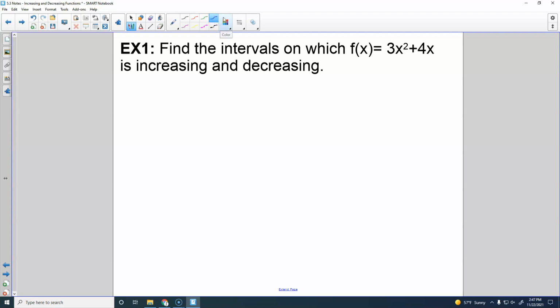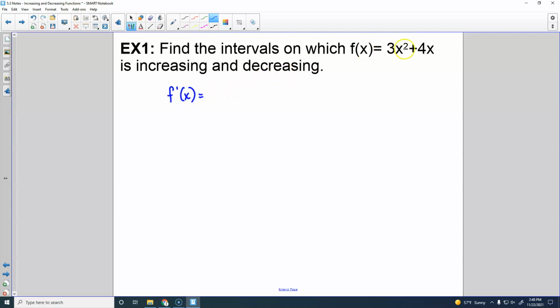Alright. So, we are supposed to find the intervals for which f of x equals 3x squared plus 4x is increasing and decreasing. So, what we need to know, because we'll be doing this without a calculator, like we could graph it on Desmos and find it really quickly if they let us, but this will be on non-calculator. So, if the derivative is positive, then the function is increasing. If the derivative is negative, then the function is decreasing. So we're going to take the derivative.